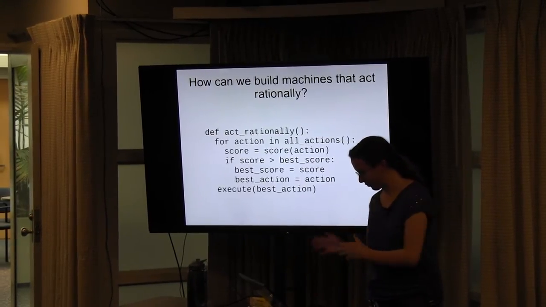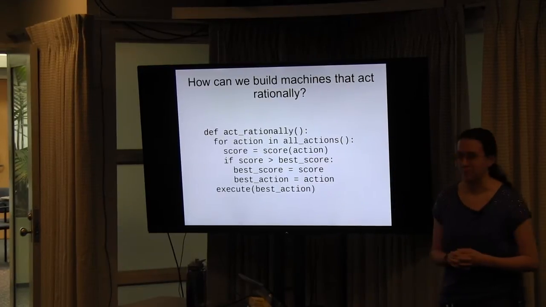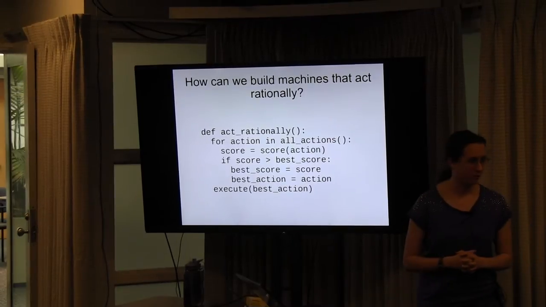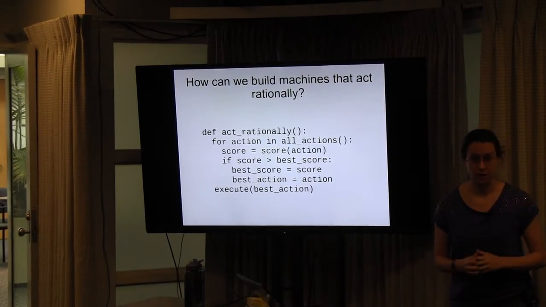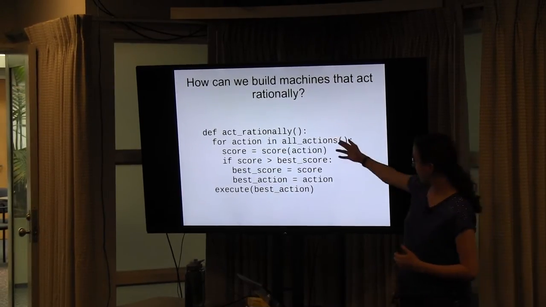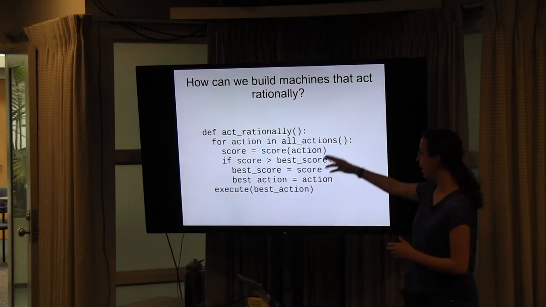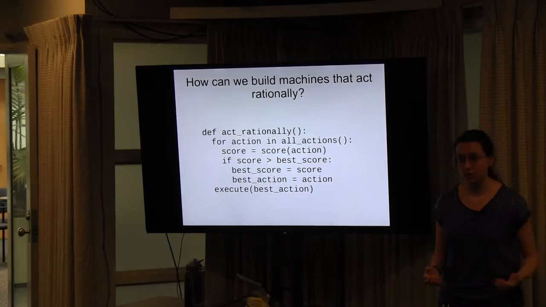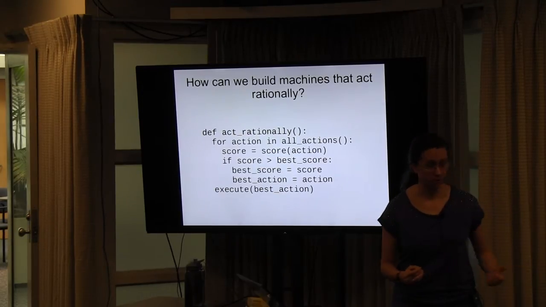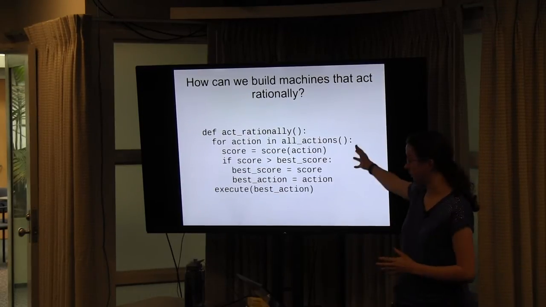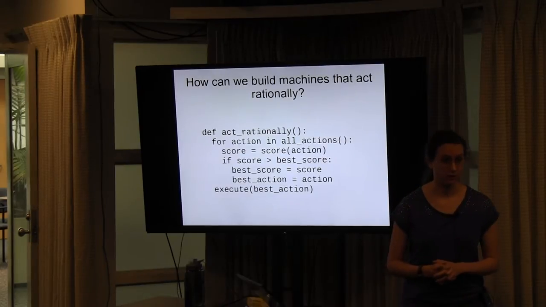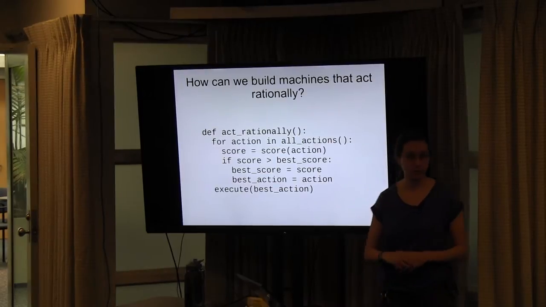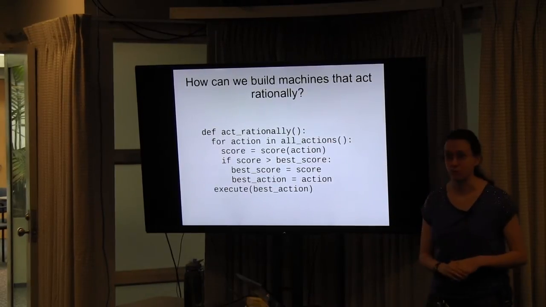So I wanted to first pull up this algorithm from the beginning and look at it again after having gone through our search algorithms. We've talked about all actions and how we have these different informed and uninformed search algorithms that help us figure out what order to traverse the space of actions. You can kind of see this as an oversimplification. In what way is all actions an oversimplification?